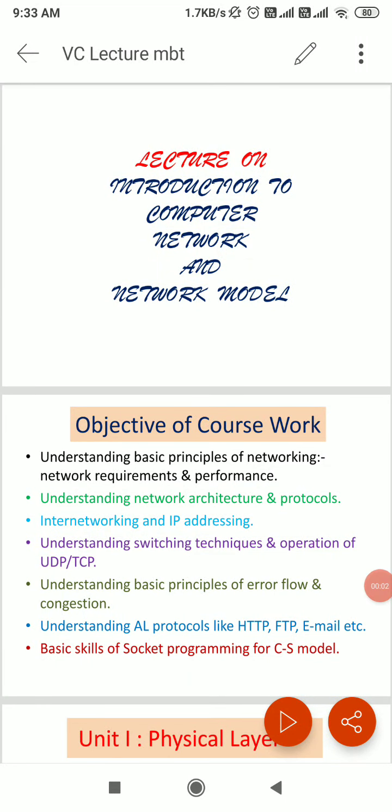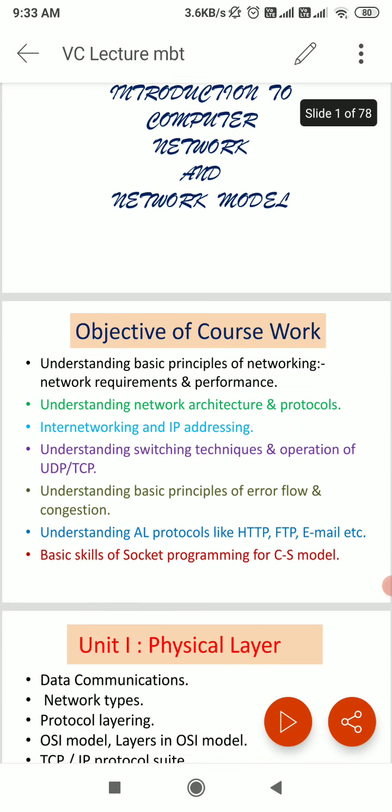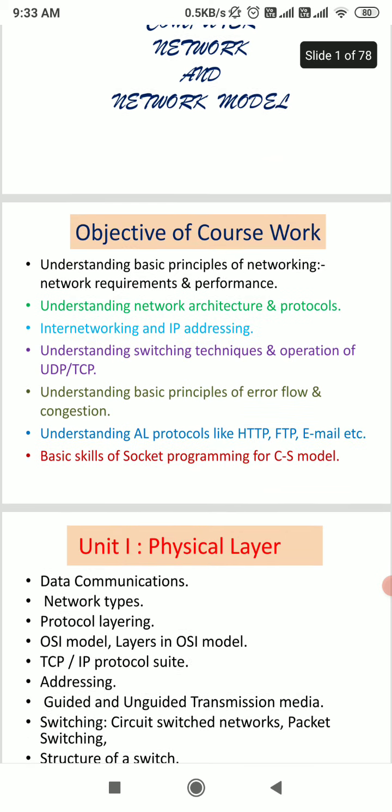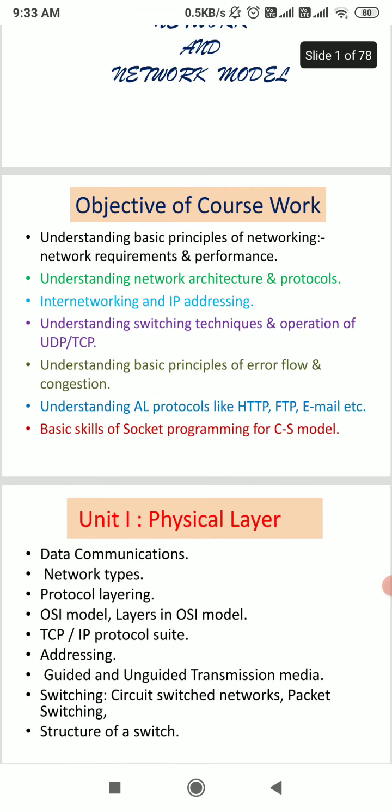Good morning, dear students. Here we are supposed to study about the computer network. So here you can see our syllabus, in which we will study about the basic principle of networking, network requirement, its performance. We will see here about network architecture and its protocol.